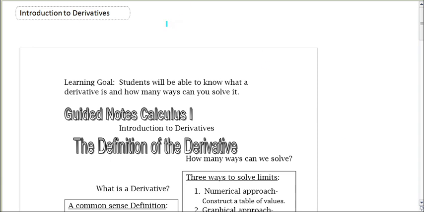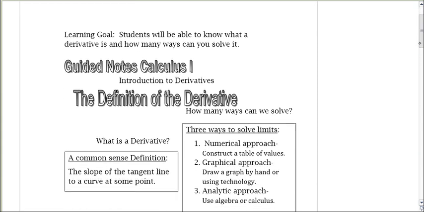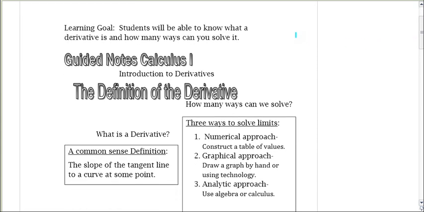Okay, in this video we're going to take an introduction to derivatives. Very, very cool idea. So let's go ahead and start. So students will be able to know what a derivative is and how many ways you can solve it. So this is a huge, huge idea.